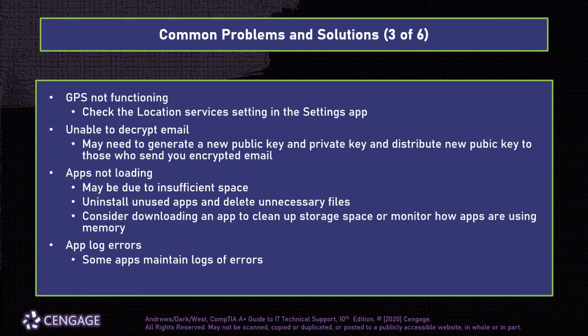Decrypting mail. Generally, I don't work a lot with encrypted email that doesn't have its own application. So you may actually have to create a new public and private key. Apps not loading, that can be due to insufficient space. Clear out anything you don't need. In modern contexts, most phones start out at 64 to 128 gigs. If you're filling up that kind of storage that quickly, you may want to figure out why.